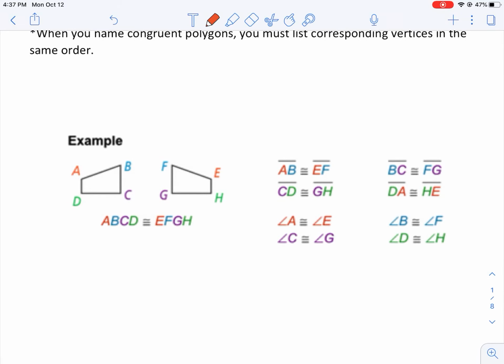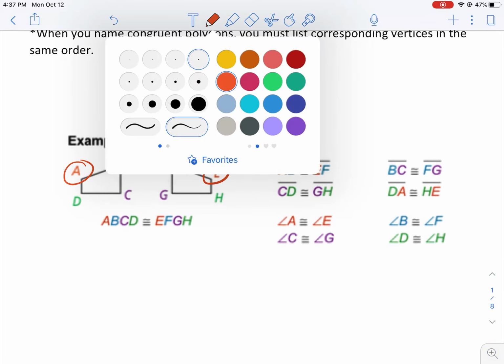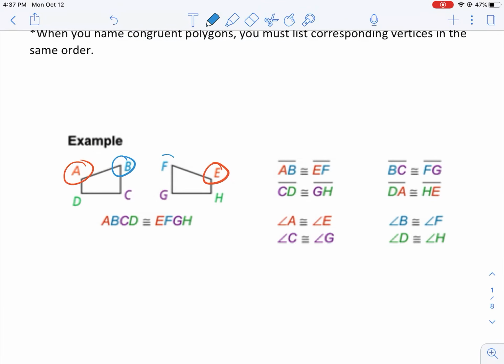So for example, I can see in this picture that this sort of diagonal side is from A to B, and A is on the short side this way, and B is on the tall side. So A must be related to E, and B must be related to F, and so on. And you can sort of fill those in as you go.